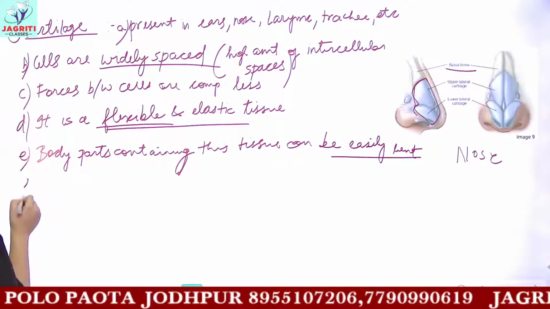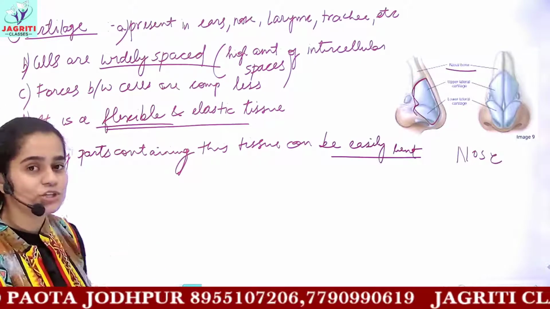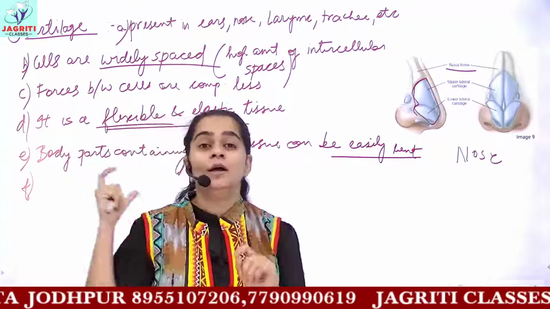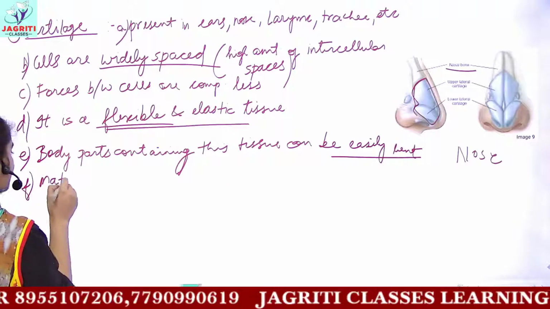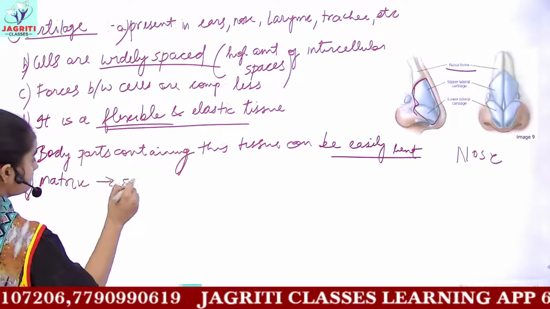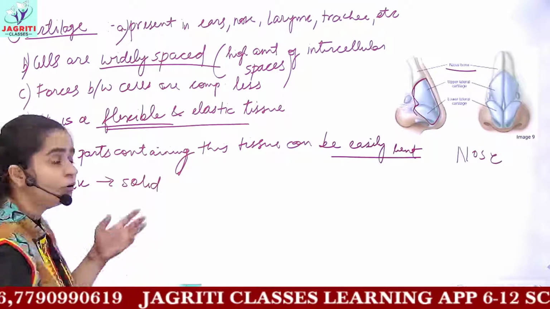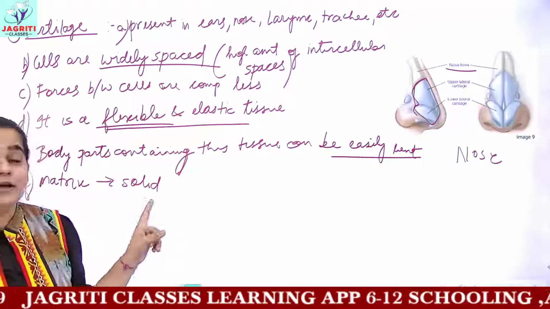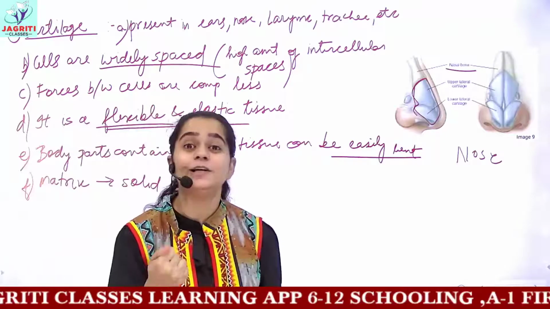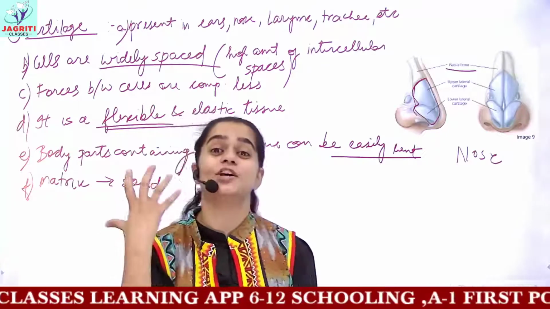And yes, writing about the matrix in every connective tissue, please remember to include the point of matrix. So in this, the matrix is again solid, but because you know, in the bones also the matrix was solid, here also the matrix is solid. But in the bones it was very hard because it was made up of calcium and phosphorus.